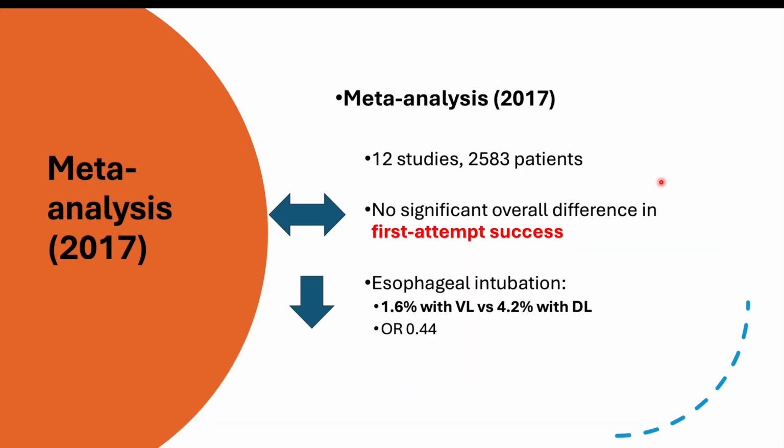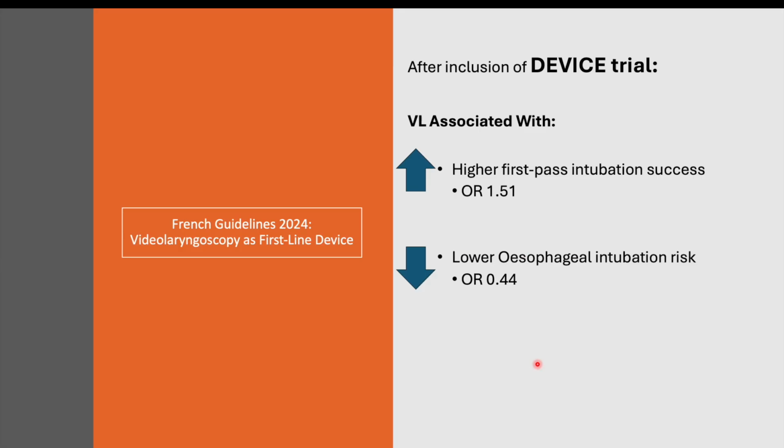The meta-analysis published in 2017, that is prior to the DEVICE trial, showed that after pooling the data, there was no significant overall difference between VL and DL with respect to first attempt success. However, esophageal intubation was reduced with VL as compared to DL. However, the pooled data after inclusion of the DEVICE trial showed that VL use is associated with higher first pass intubation success with the odds of 1.5 and also lower esophageal intubation risk, with the odds of 0.44. That is, the incidence of esophageal intubation reduced by almost half if VL was used.